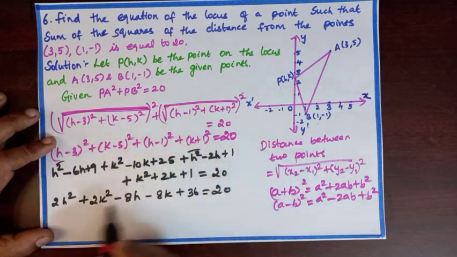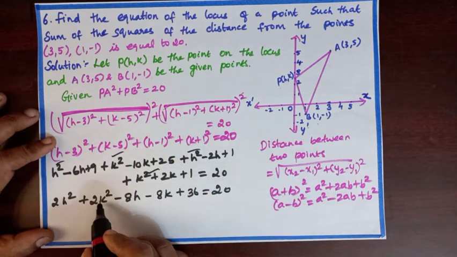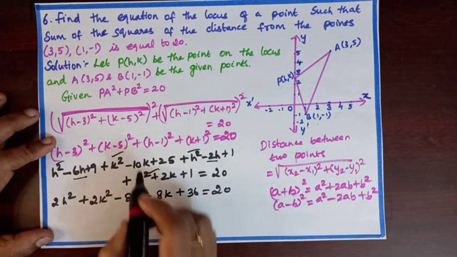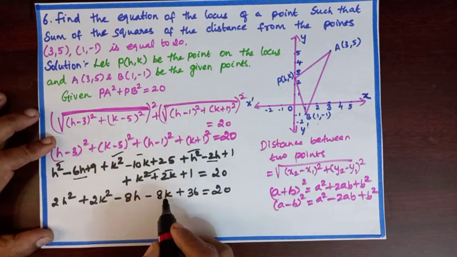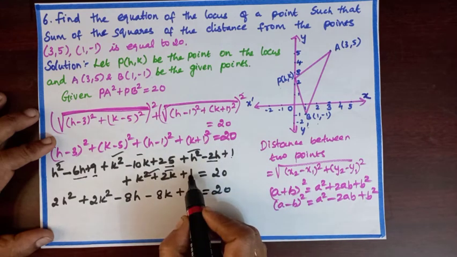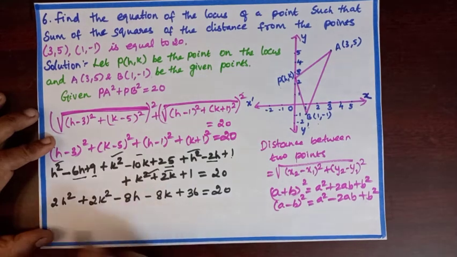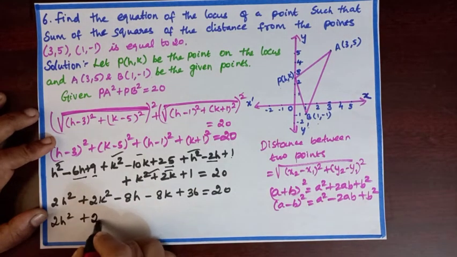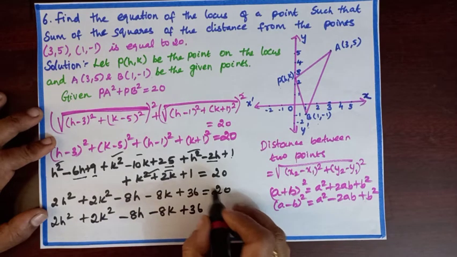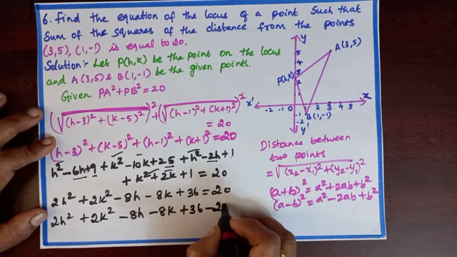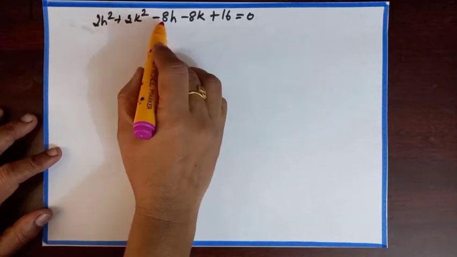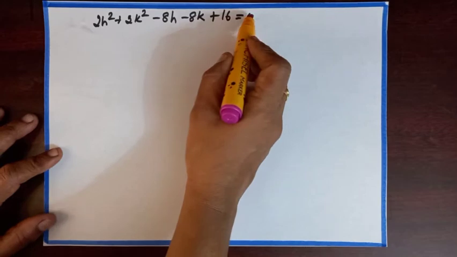h square plus h square is 2h square. k square plus k square is 2k square. Minus 6h minus 2h is minus 8h. Minus 10k plus 2k is minus 8k. 9 plus 25 is 34, plus 1 is 35, plus 1 is 36, equal to 20. So 2h square plus 2k square minus 8h minus 8k plus 36. Bring this 20 to the left side, so it becomes minus 20 equal to 0. 2h square plus 2k square minus 8h minus 8k plus 16 equal to 0.